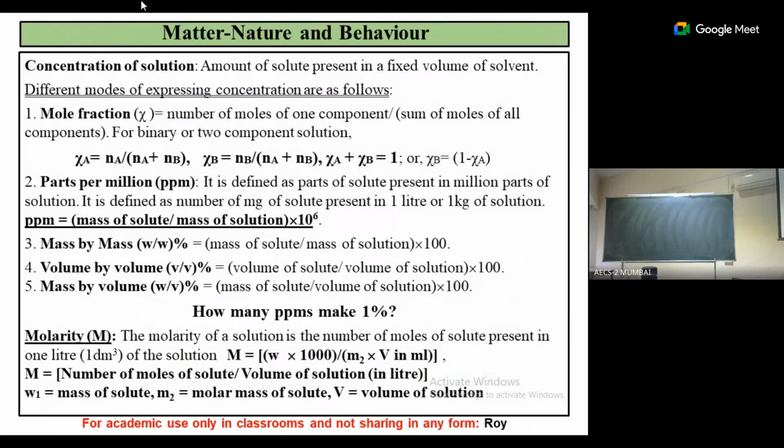Now, tell me one thing. How many percent is 1 ppm? How many ppm is 1%? Anything you can do. Fantastic. So 10,000 ppm makes 1%. Okay.